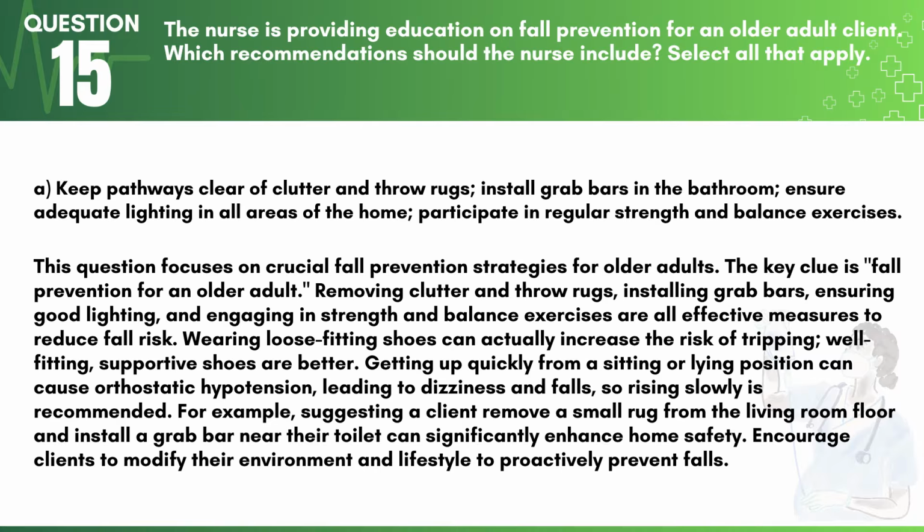Answer. Keep pathways clear of clutter and throw rugs. Install grab bars in the bathroom. Ensure adequate lighting in all areas of the home. Participate in regular strength and balance exercises. This question focuses on crucial fall prevention strategies for older adults. The key clue is fall prevention for an older adult. Removing clutter and throw rugs, installing grab bars, ensuring good lighting, and engaging in strength and balance exercises are all effective measures to reduce fall risk.